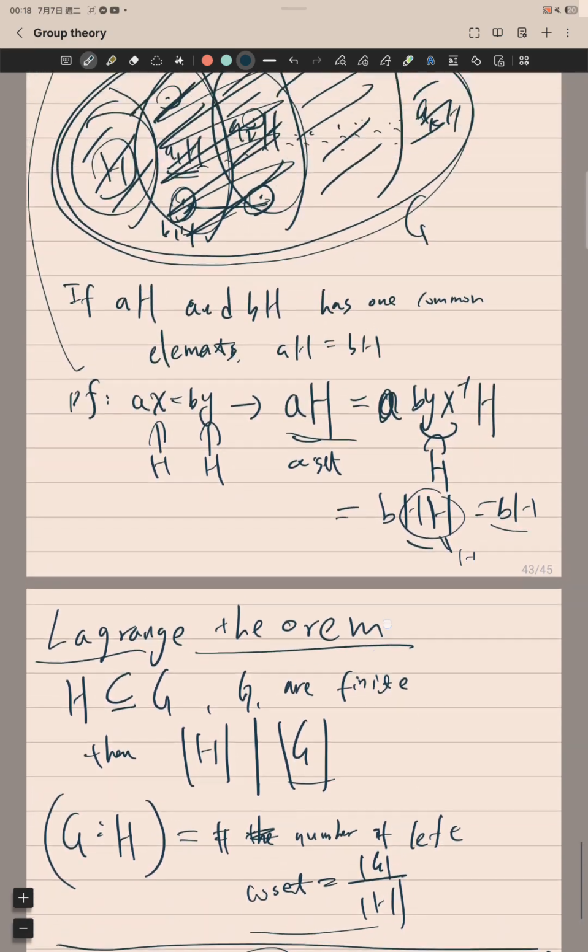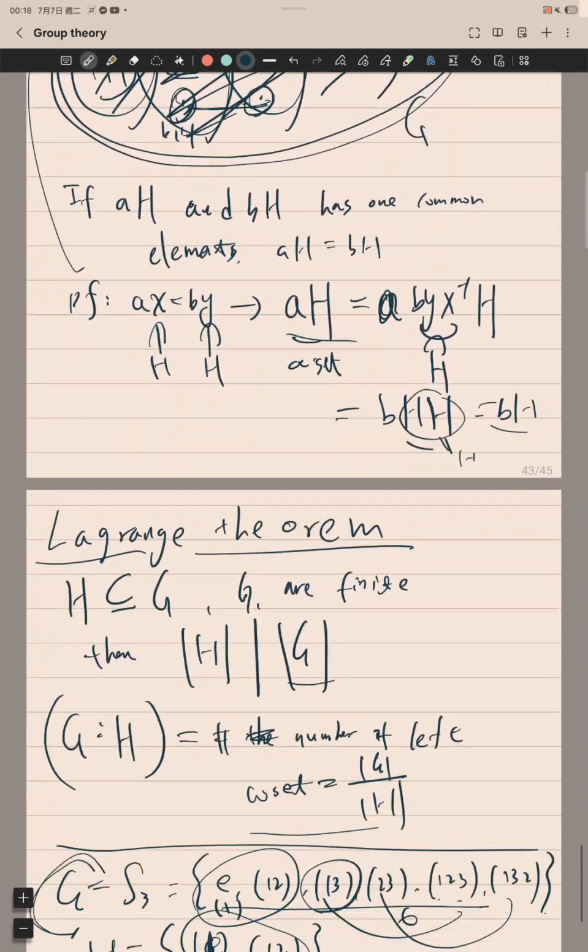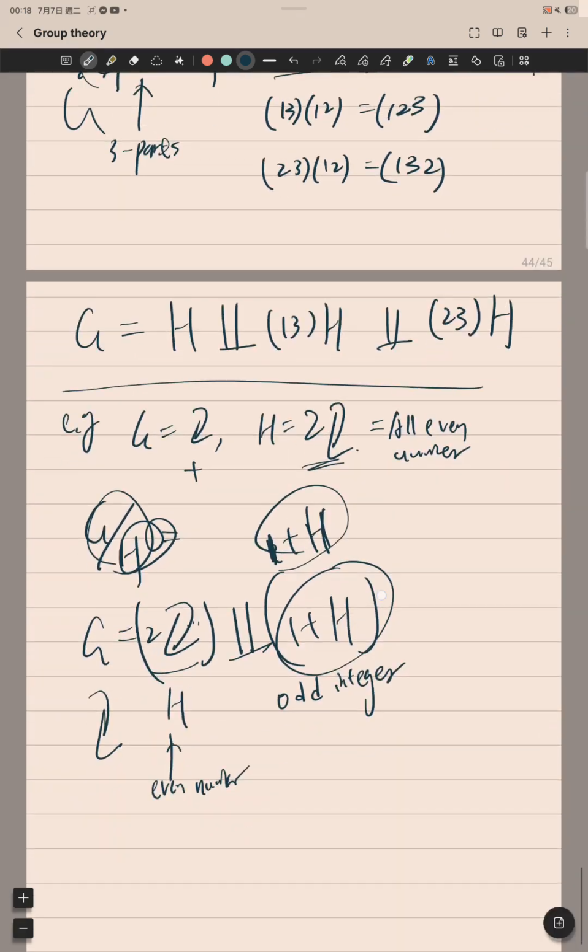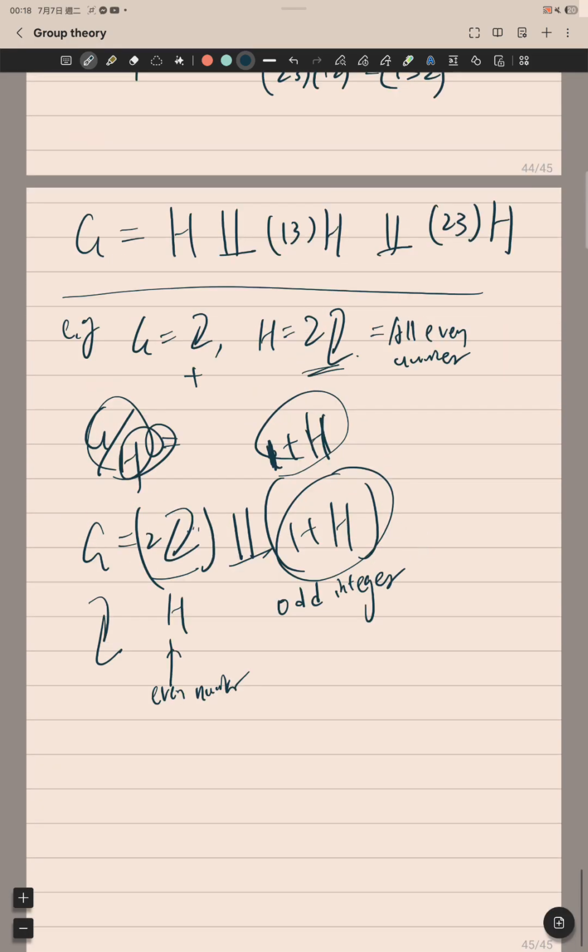Okay, so next time we will talk about the most important, the key concept in this group theory. Finite group theory basically is called normal subgroup.